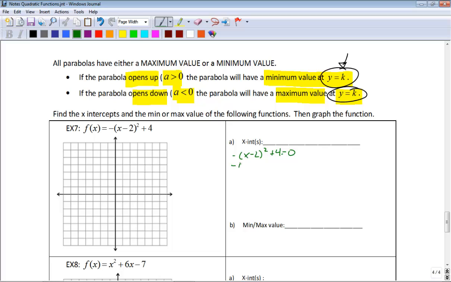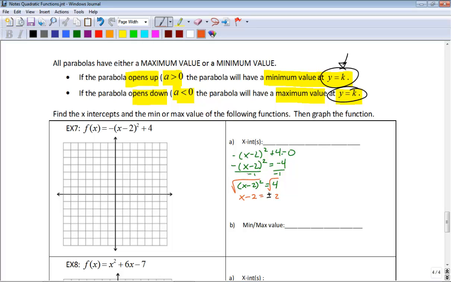So going along here, I have negative (x minus 2) squared is equal to negative 4. Divide both sides by that negative to get rid of it, and I get (x minus 2) squared is equal to positive 4. Well, in order to get rid of the square, I need to take the square root of both sides. I do that, and I get that x minus 2 is equal to, remember, if you take the square root to solve, you have to write plus or minus, and then we write 2.